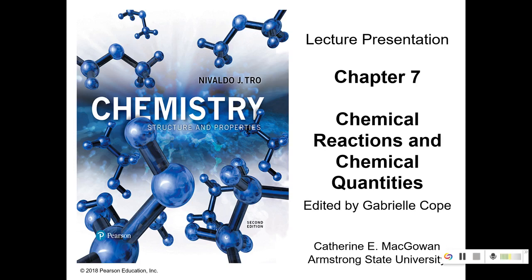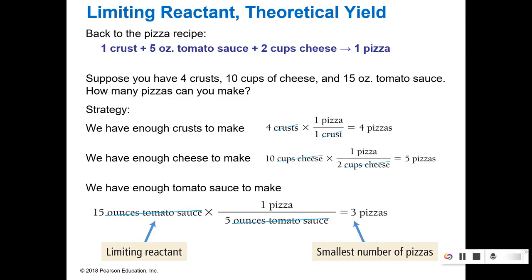This is the last video for chapter 7. We only have 3 more chapters after this, so that's exciting. So in this video, we're going to talk about limiting reactants. We're going to talk about some types of reactions. We'll cover more in chapter 8.